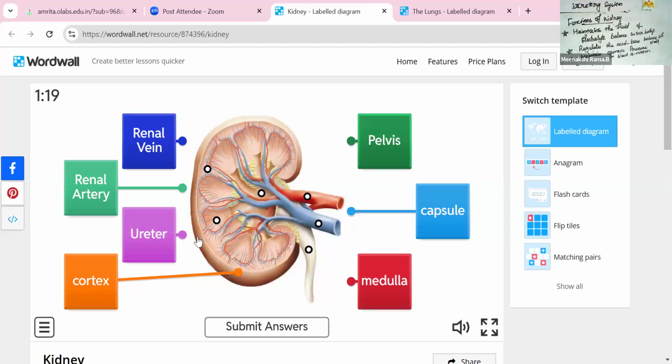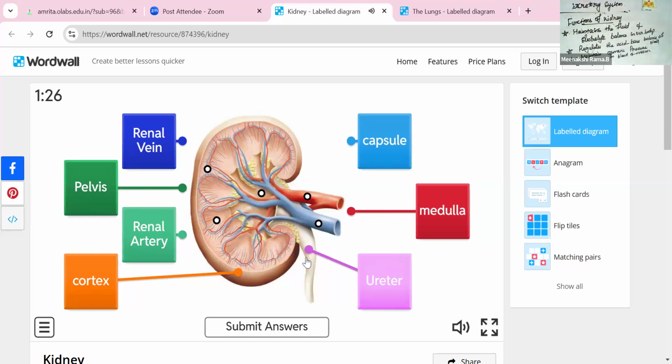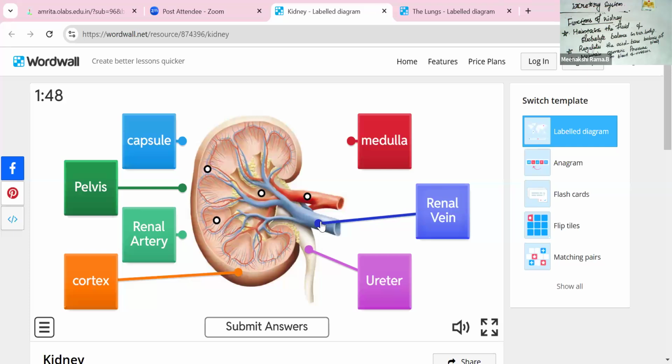So ureter part. Which one is known as ureter? Yes. This part is known as ureter part. So the tube is called as ureter. Then renal vein. So renal vein part. Which is the renal vein part? Yes, the gray color part. This is known as renal vein part. This part is the gray color. Vein tube is called as renal vein.